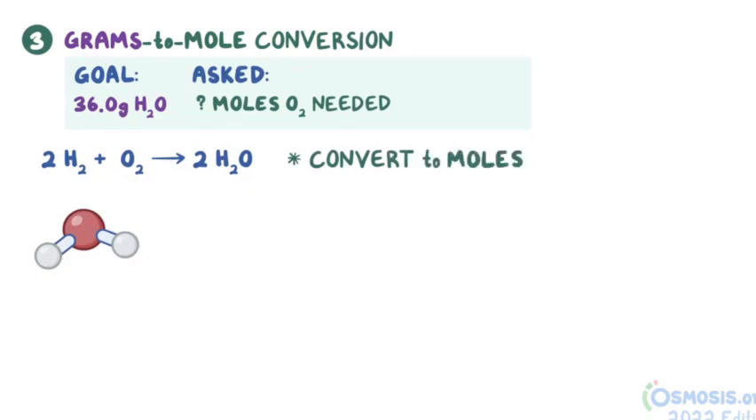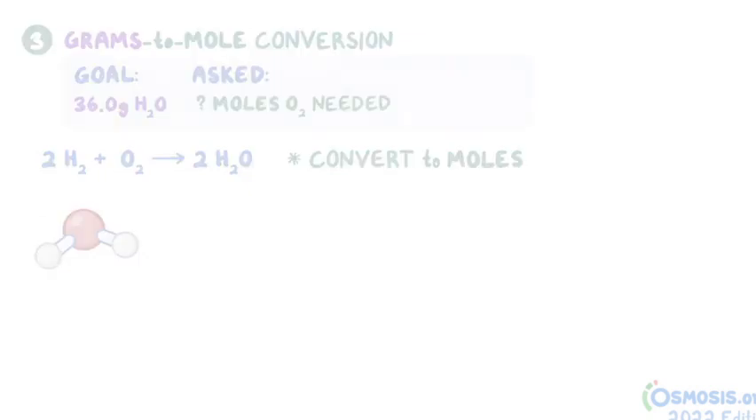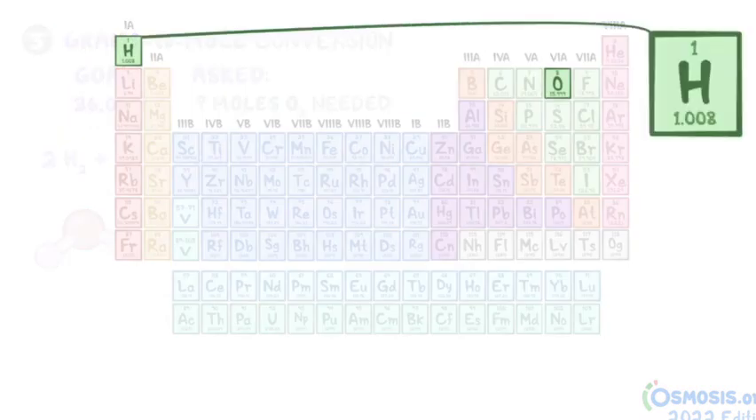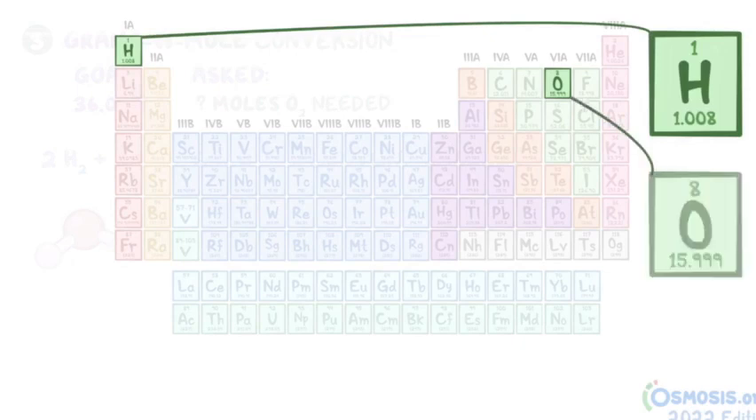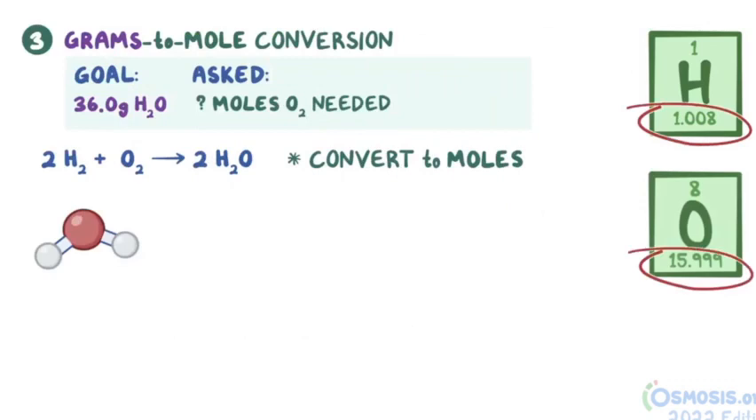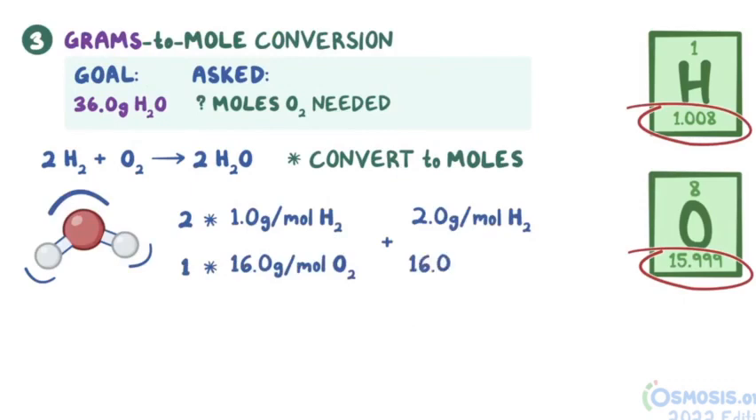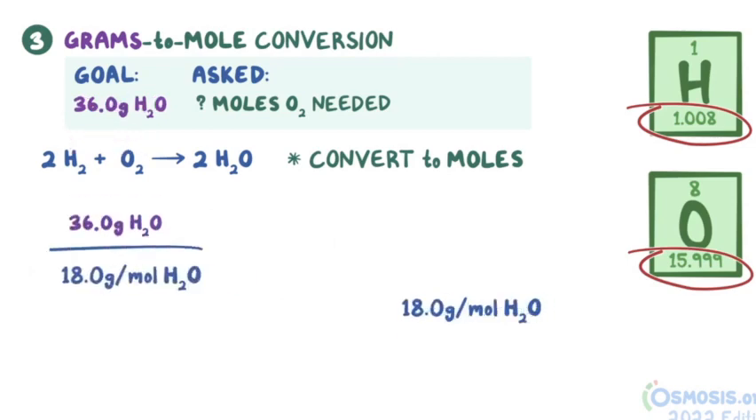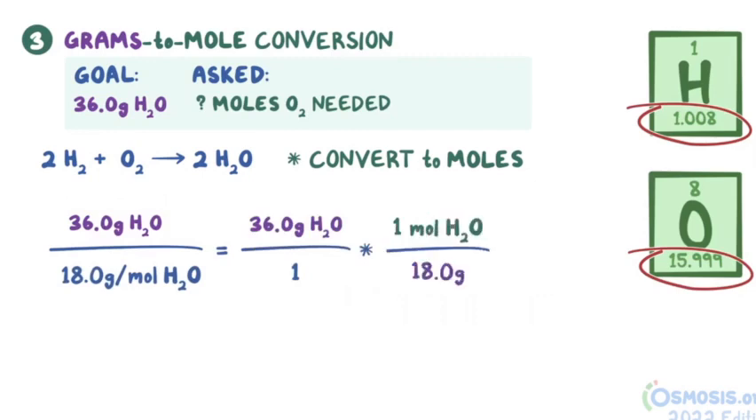The molar mass of water can be calculated by looking at the periodic table, which tells us that each hydrogen atom has a molar mass of 1 gram per mole and that oxygen has a molar mass of 16 grams per mole. So the molar mass of water can be calculated as so. 2 times 1 gram per mole plus 1 times 16 grams per mole equals 18 grams per mole. Since we want to produce 36 grams of water, we divide this number by the molar mass, which tells us that we want to produce 2 moles of water.